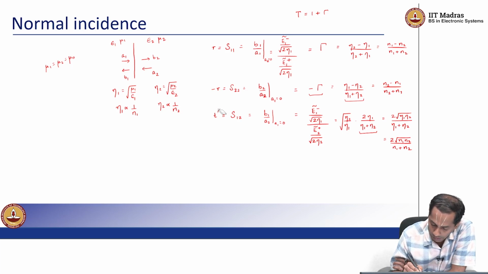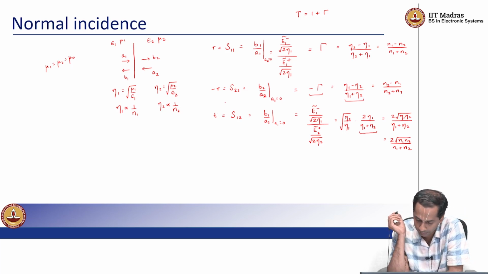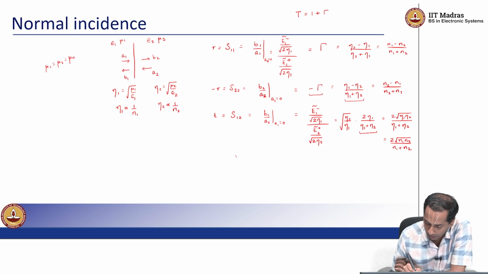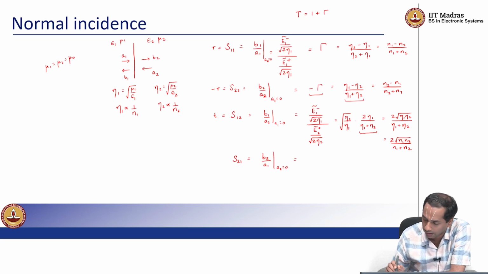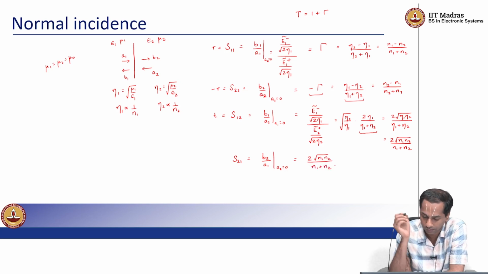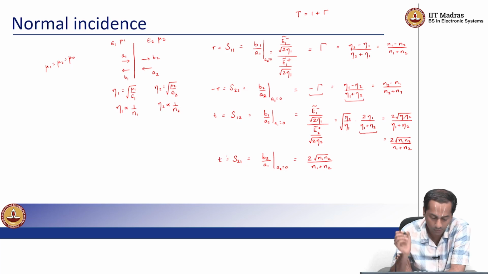Actually, we can just call it t, not t prime. Okay. So the last of the S parameters is S21, which is B2 by A1, given A2 is 0, and we'll notice that you can go through the same mathematics, right? You will find that it is exactly the same. Okay, so we can say that this is also t.